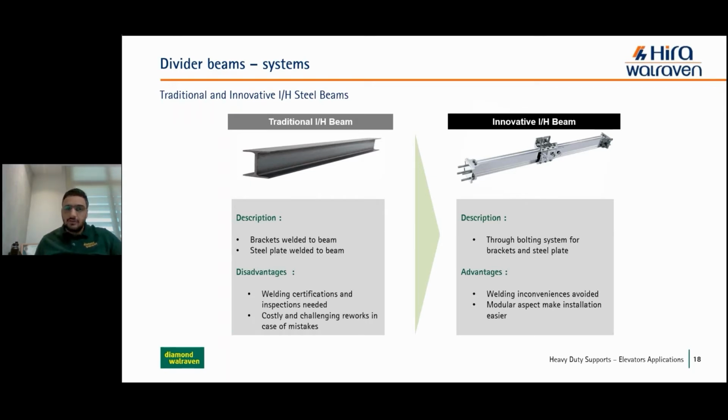The elevator contractor found out this gap, or this shortage in the installation, so they came up with the innovative H-beam or I-beam. It consists of a heavy duty I-beam, the same, but instead of welding, they are bolting, through a bolting system for brackets and the steel plates. The advantages: welding inconvenience is avoided, and it is a modular aspect to make the installation easier.